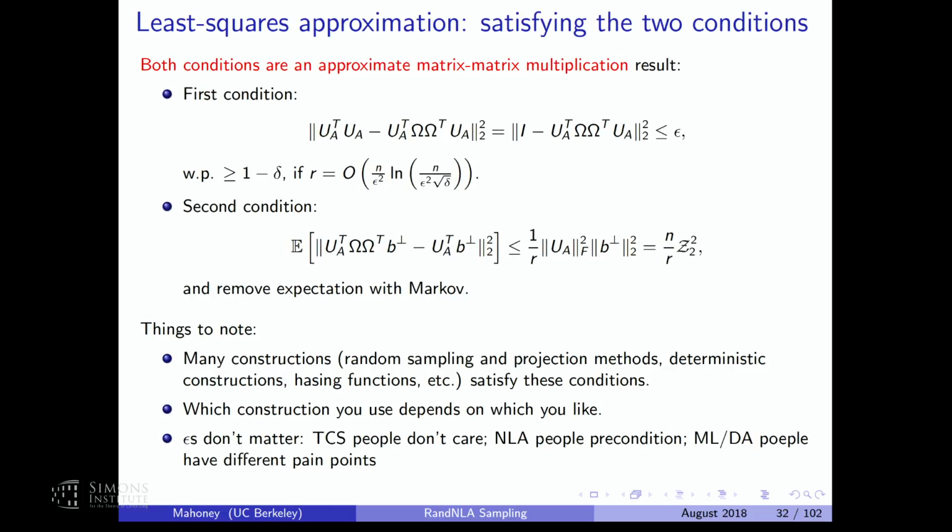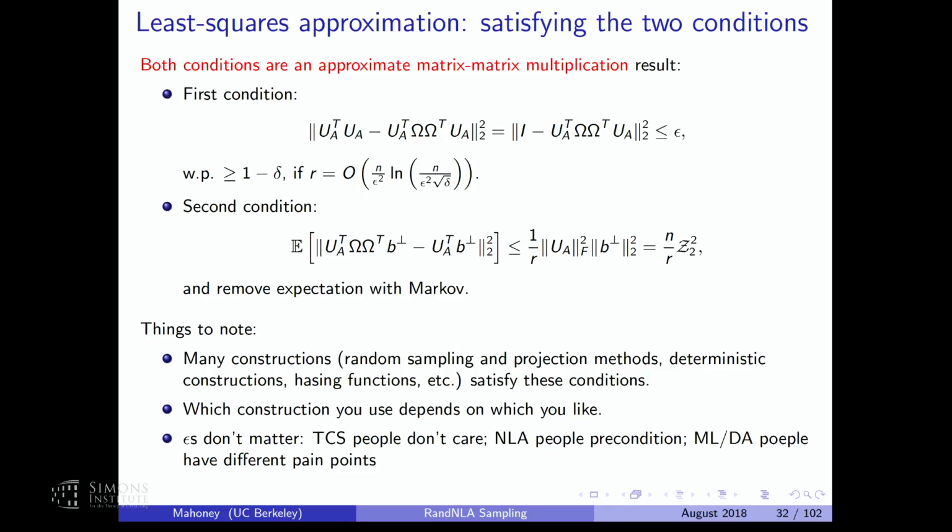The first one, the eigenvalues are 1. I want the sampled versions to be close to 1. And the second one, that's 0, right? So the second one is an approximate matrix multiplication result. Here you don't need the high probabilities and all that rigmarole. This is sufficient, but you could do that if you wanted. All right? Lots of constructions satisfy this.